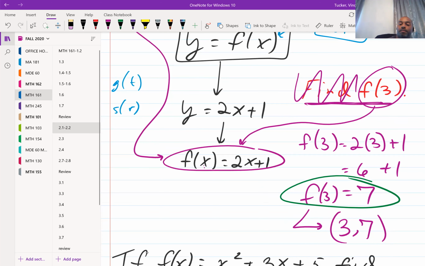Also, that means that our ordered pair, if we want to pull an ordered pair from that, when I plug in 3, I get out 7. That means 3 is x, and 7 is our y.